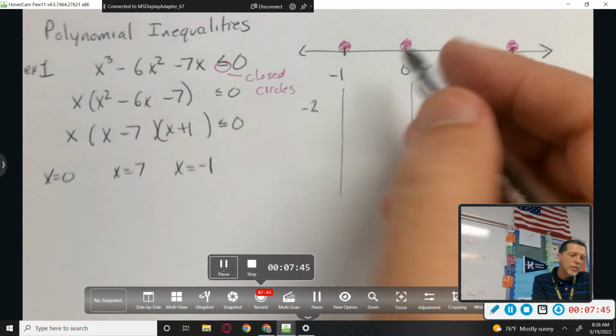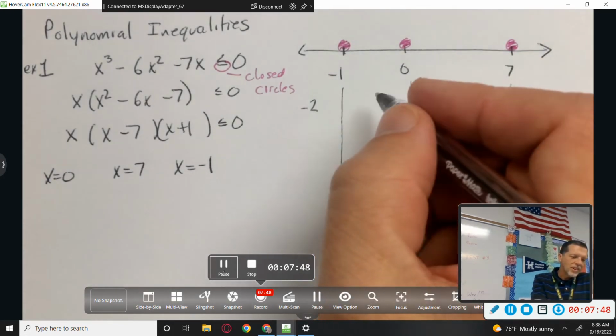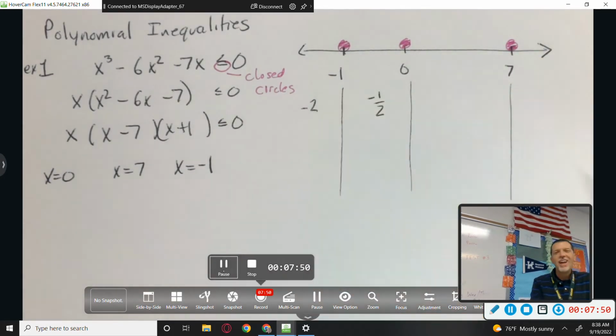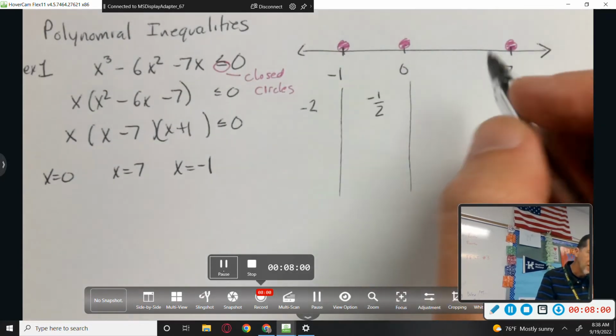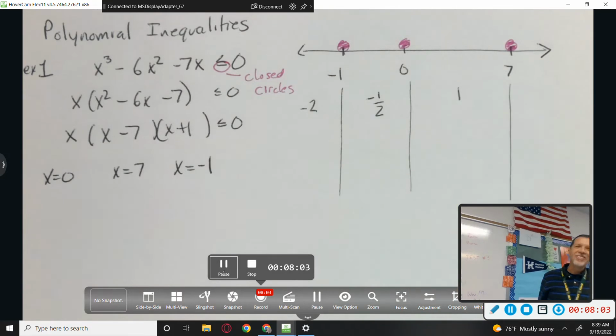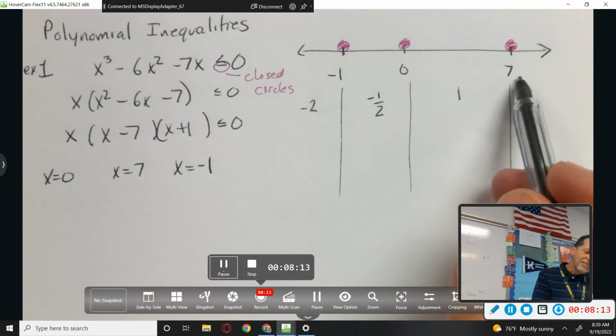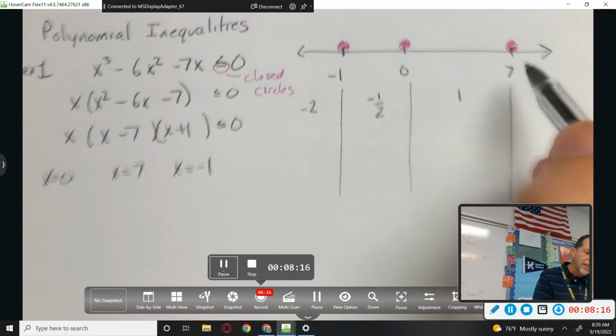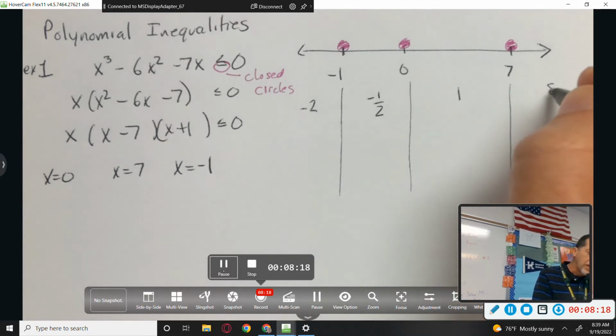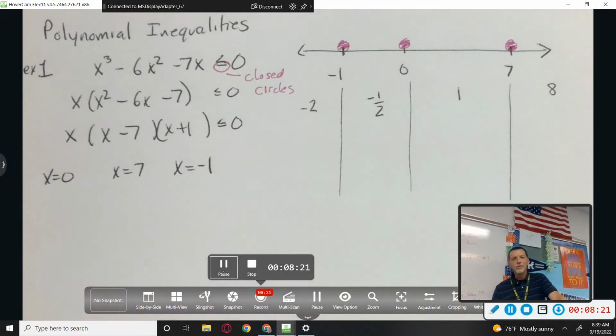How about a number between -1 and 0? Yeah, -1/2. There aren't any integers there, so you could pick anything you like as long as it's between 0 and -1. How about 0 to 7? I'm going to go with 1. 3 would be fine. 4.375 would be fine. 6.8. But pick something easy. Pi, get creative. And then greater than 7, I'm going to go with 8 instead of asking you for your ludicrous solutions.